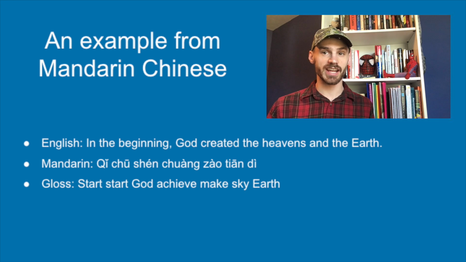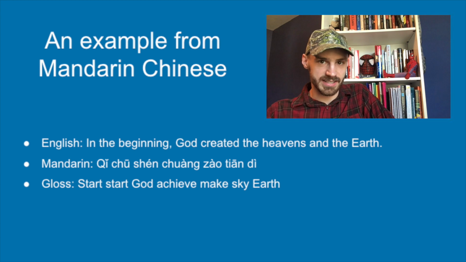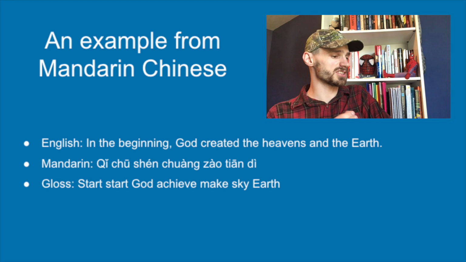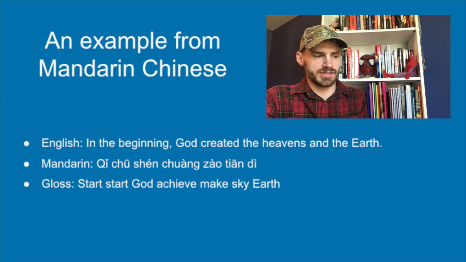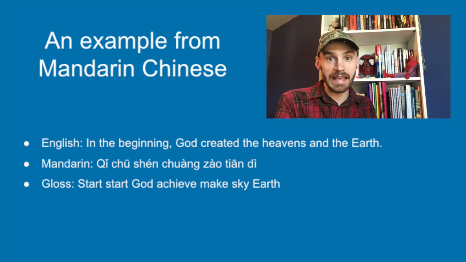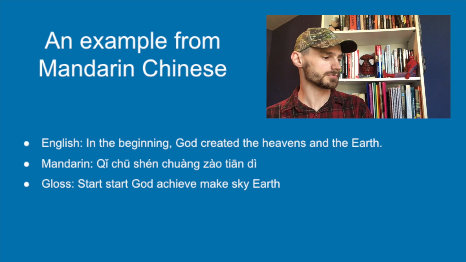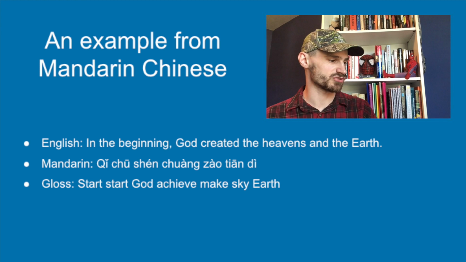Well, in Mandarin Chinese, it's even simpler than in English. Apparently, like I said, I don't speak Chinese, but apparently what this sentence means, word for word, is start, God achieve, make sky, earth. Apparently they just have two different words for start or something, I don't know. But you can see that they don't have all of the inflectional nuance that even English has, English being a relatively inflectionless language. But I just include this to show you that it is a spectrum.